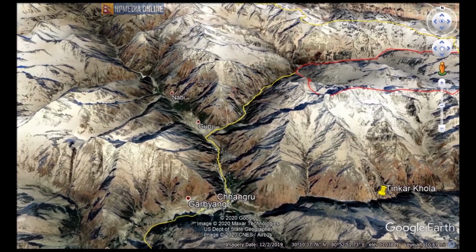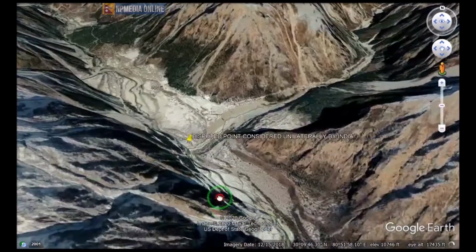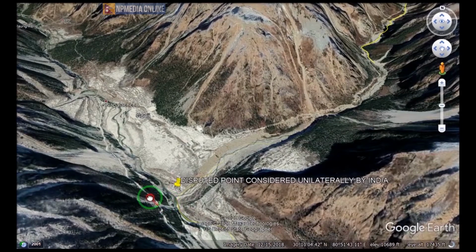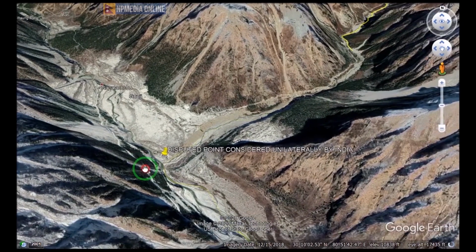Place 3, disputed point considered unilaterally by India. This is the disputed point considered unilaterally by India, and from this point onward disputes arise. However, Nepal from the very beginning is saying that the area in concern falls under her territory as per the Sugauli Treaty. Kali River is set as the western boundary of Nepal.